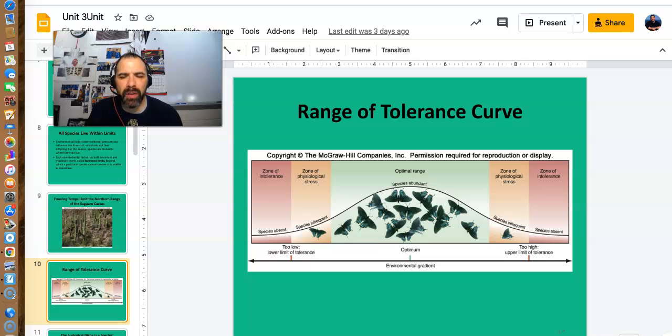This is called a range of tolerance curve, which we'll be doing one of in class. We'll be graphing some data about, I think, trout. As you can see, on either end is the zone of intolerance, where you're not going to survive. Then you have the zone of physiological stress, and then you have your optimal range. As you go from left to right, you see how those extreme ranges can lead to species being absent.